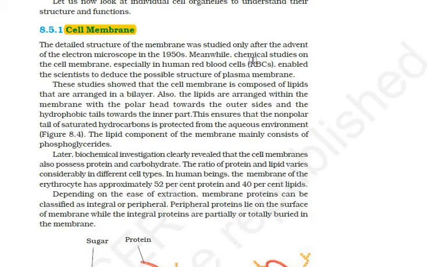in the 1950s. The chemical studies on the cell membrane, especially on RBCs, enabled scientists to deduce the possible structure of the plasma membrane. You should know that the plasma membrane is composed of a lipid bilayer, which is arranged within the membrane with the polar head towards the outer side and hydrophobic tails towards the inner part.